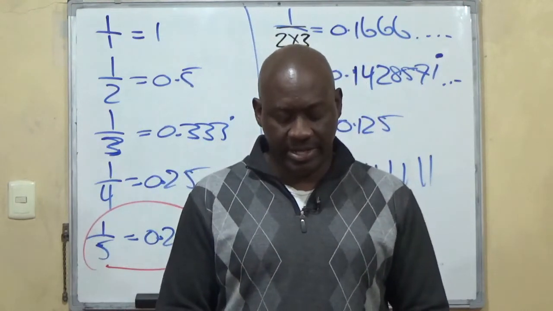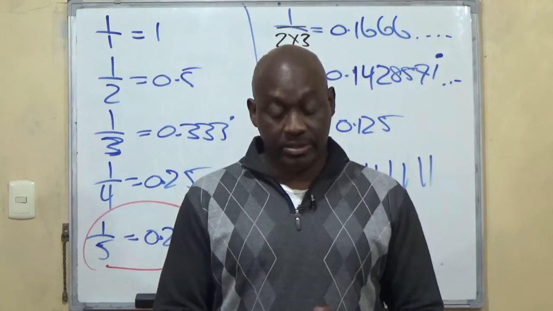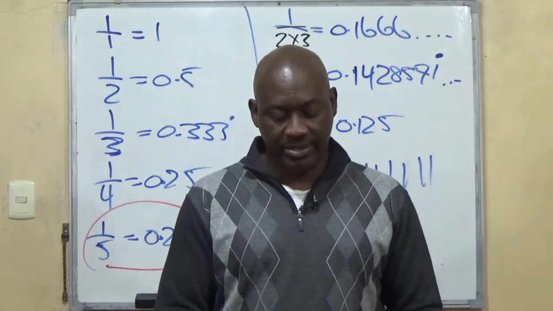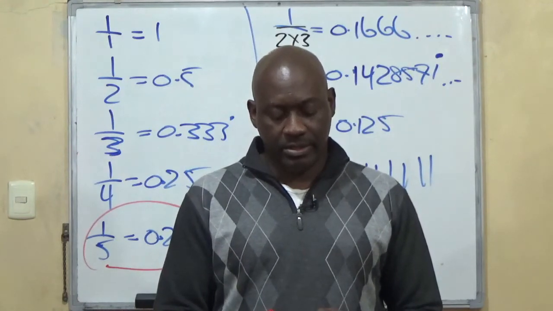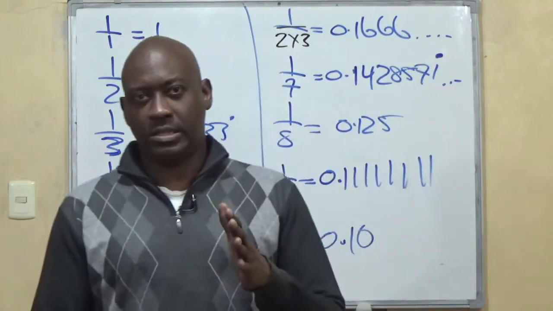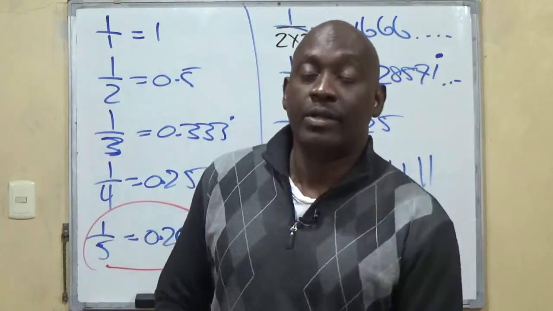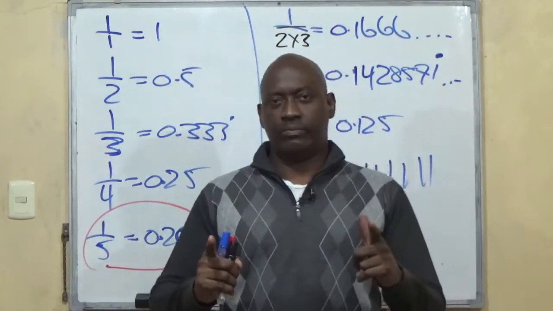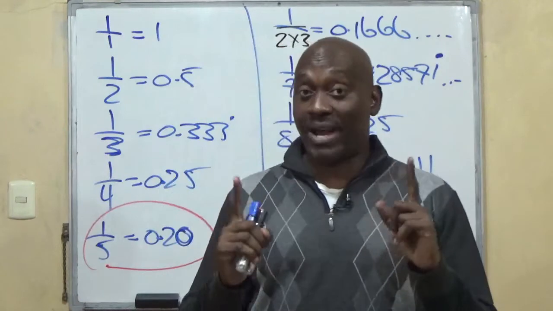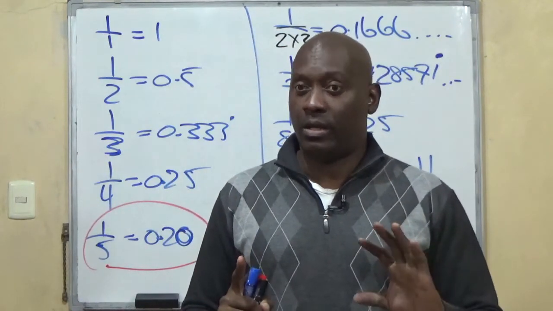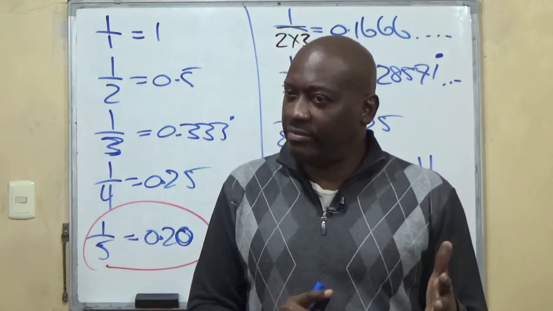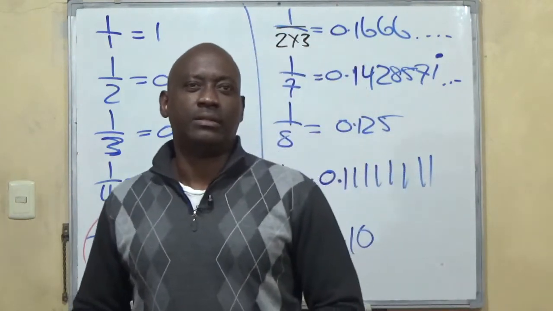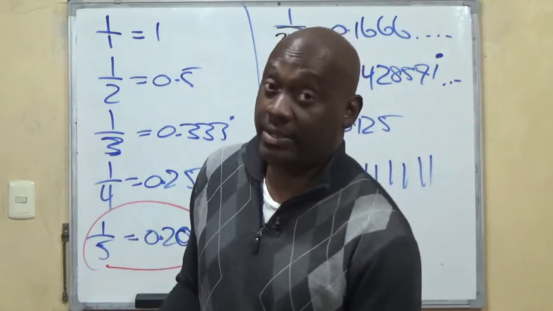So 1 divided by 25 is 0.04. 1 divided by 125 is 0.008, etc., etc. So if we divide by powers of 5, then the number will be rational. We could divide by a multiple of 5 and get an irrational number. 15 here is an excellent example of that. 1 divided by 15, we got an irrational number.